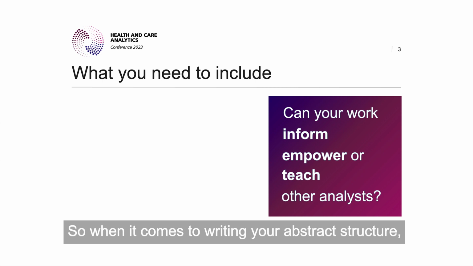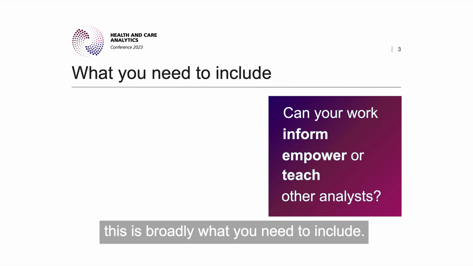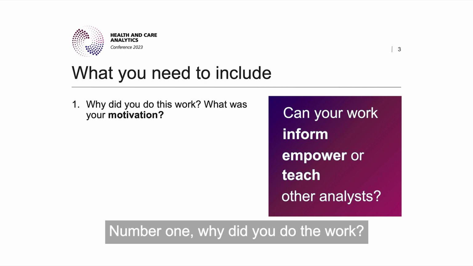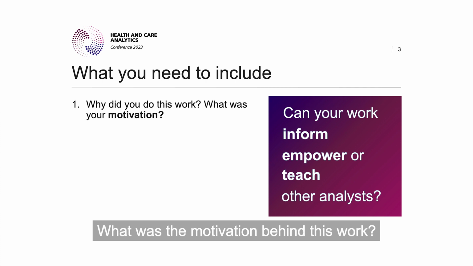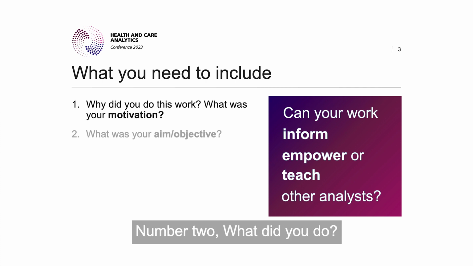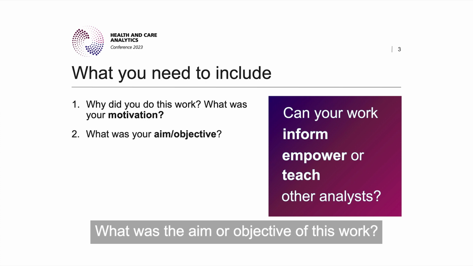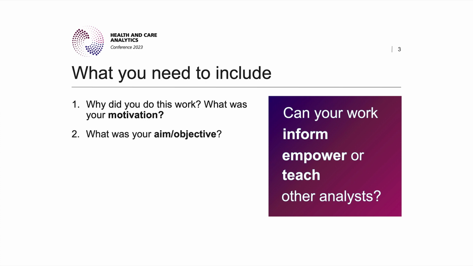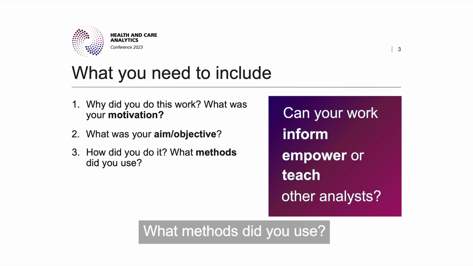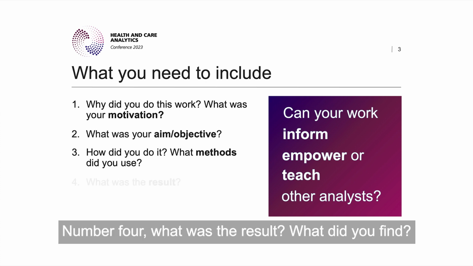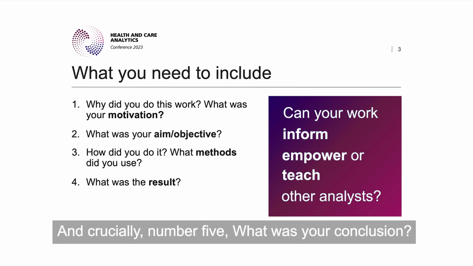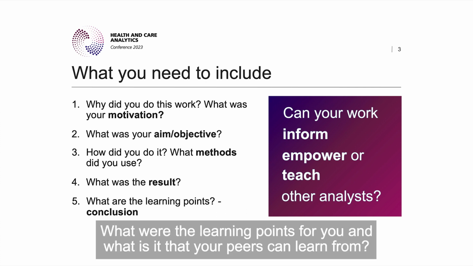So when it comes to writing your abstract structure, this is broadly what you need to include. Number 1, why did you do the work? What was the problem or issue at hand? What was the motivation behind this work? Number 2, what did you do? What was the aim or objective of this work? Number 3, how did you choose to do it? What methods did you use? Number 4, what was the result? What did you find? And crucially, number 5, what was your conclusion? What were the learning points for you and what is it that your peers can learn from?